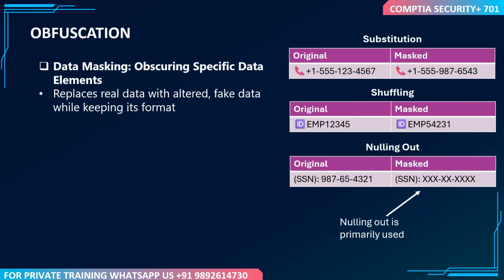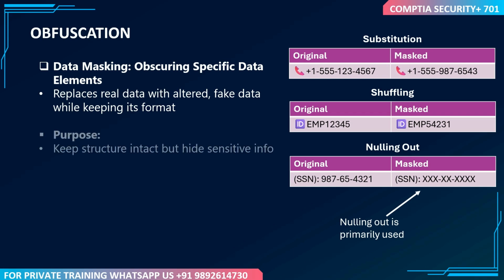Data masking, that is, hiding specific parts of data. It involves obscuring specific elements of data to protect sensitive information while maintaining the overall format of the data. Now, this technique is often used when data needs to be used for testing or analysis, but certain sensitive pieces of information must be kept confidential.